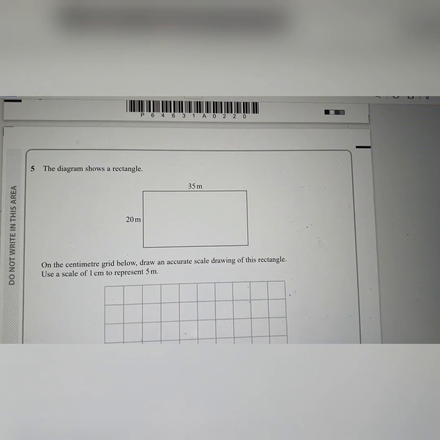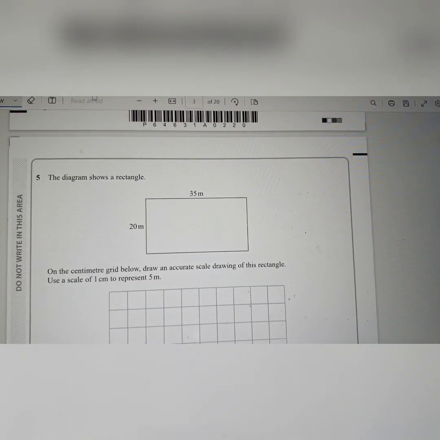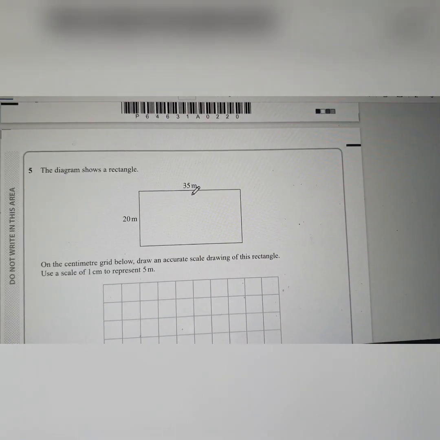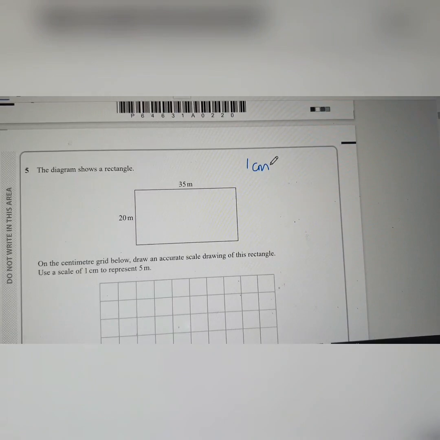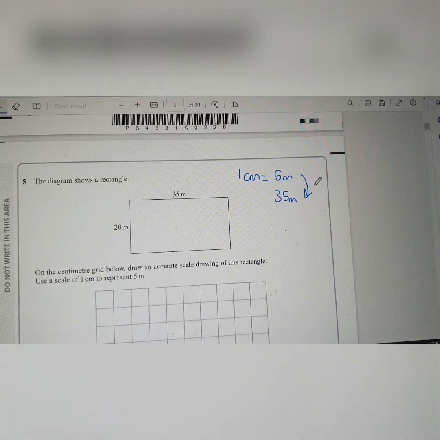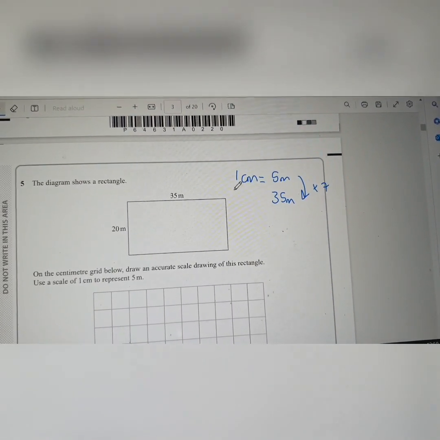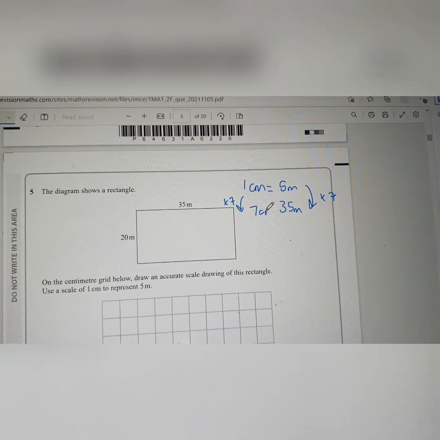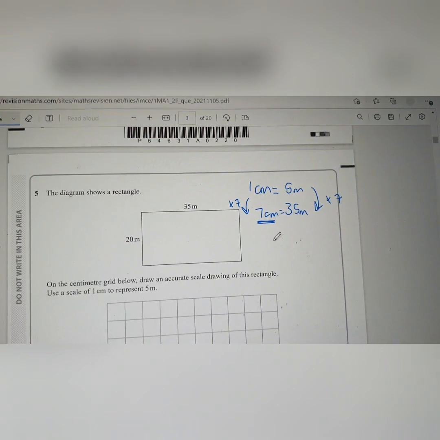The diagram shows a rectangle. On the centimeter grid below, draw an accurate scale drawing of this rectangle. Use a scale of 1 centimeter to represent 5 meters. So I'm going to look at the measurements that I have on this diagram here. So it says 1 centimeter is equal to 5 meters. This is 35 meters. So from 5 to 35, I need to multiply by 7. So multiply this by 7. So I would show 7 centimeters for the length.